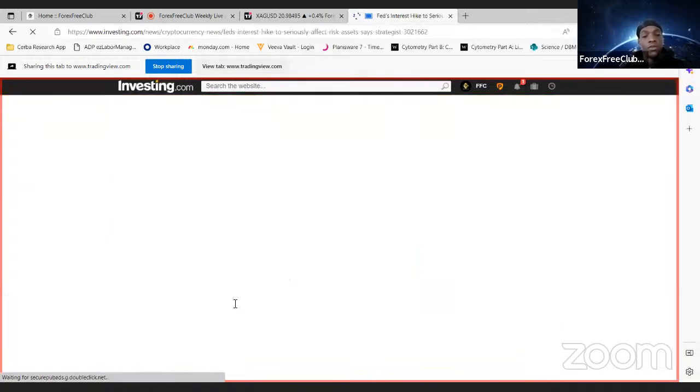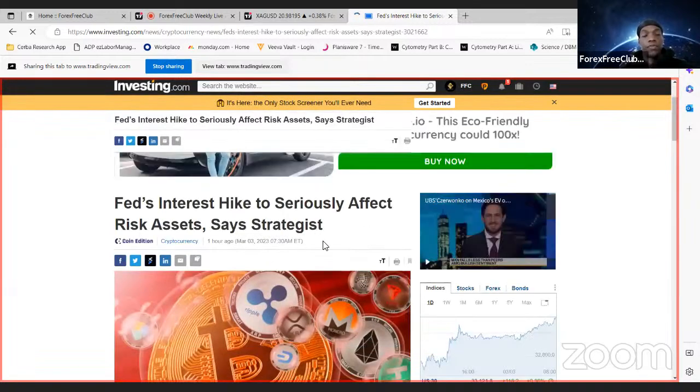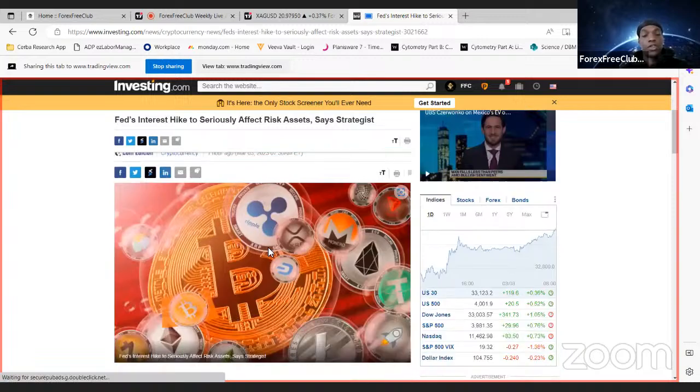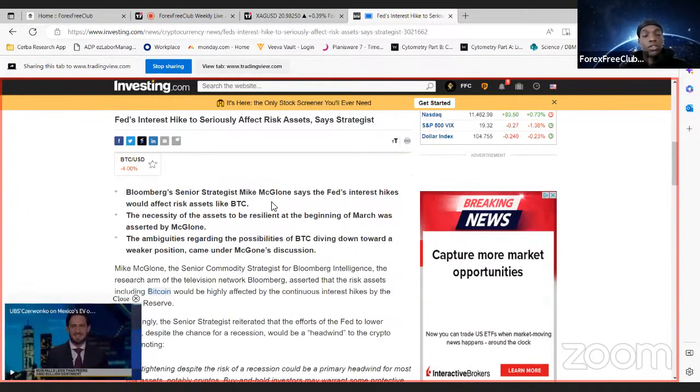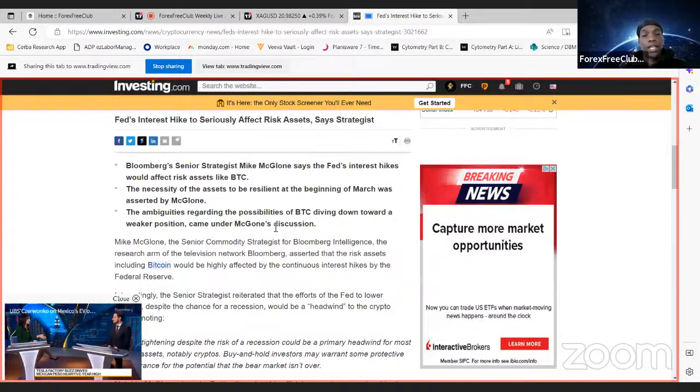All right. So we got this that came out an hour ago. Fed's interest rate hike to seriously affect risk assets, says strategist. Bloomberg senior strategist Mike McGlone says the Fed's interest rate hike would affect risk assets like BTC. The necessity of the assets to be resilient at the beginning of March was asserted by McGlone.